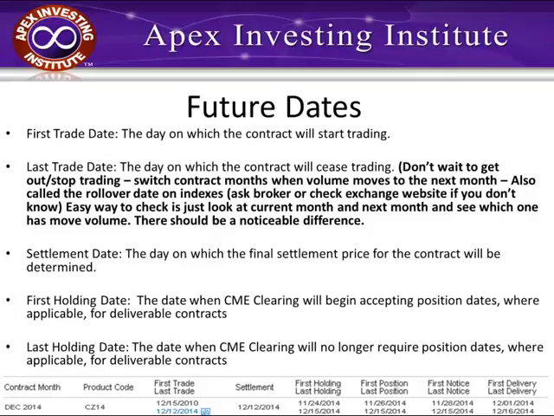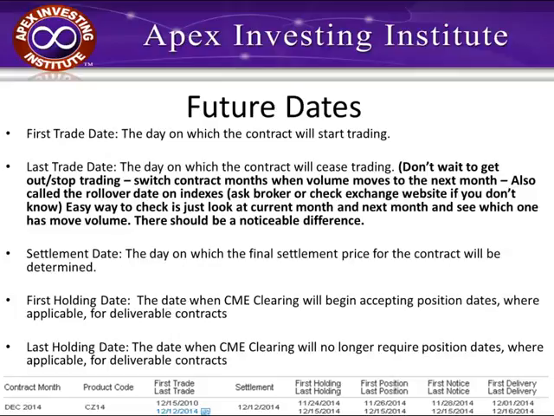Future dates. There are several dates you want to know about, and a couple of them are very important. First, there's the first trade date. That's the date that you can start trading the futures contract. When you go to cmegroup.com, you can look up all the calendar dates for any futures contract, and it'll list all this information for you. The important one you need to know about is the last trade date. That's the date at which the contract stops trading.